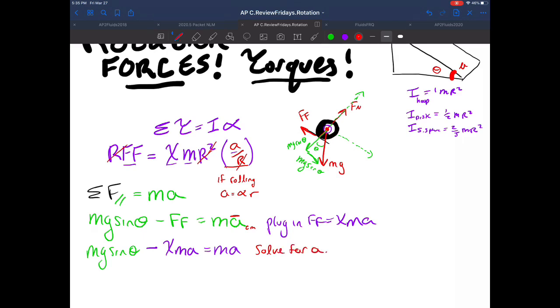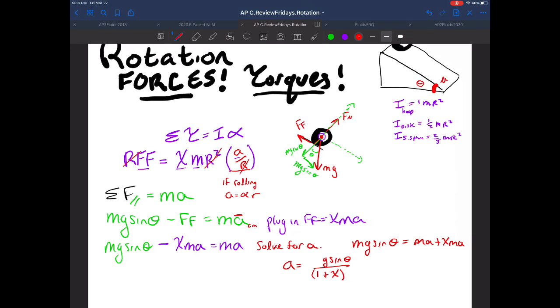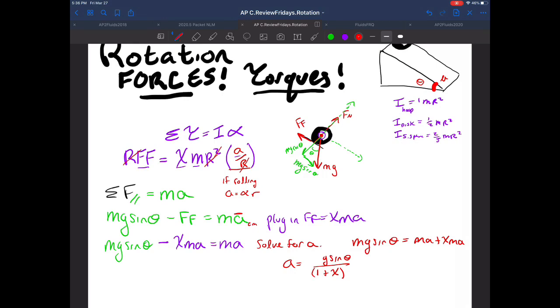Now let's just go ahead and get A's all on one side, and then we'll be able to solve. So that will look like this. We can pull A out, and we find acceleration is, whoa, and then the m's cancel. Nice. So this lets us find the acceleration using forces on a ramp. If you want, we can find the necessary mu needed for perfect rolling. Just take it one step further.